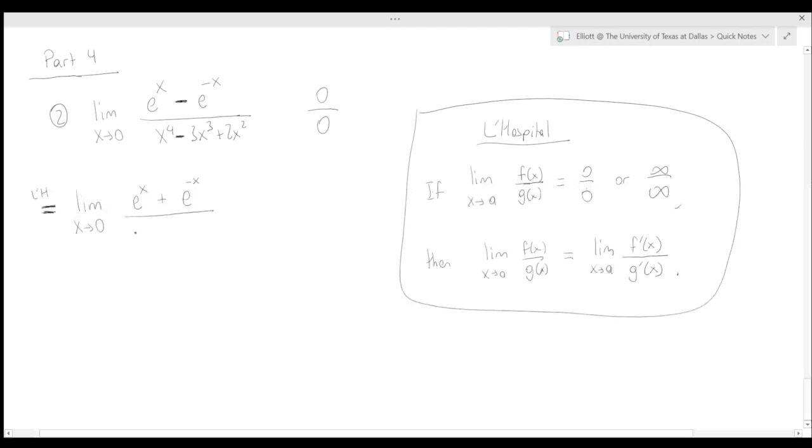Maybe take a look at another problem in part 4 if you guys want, or would you prefer me to move on to the integration? I'll let you guys decide. All right, great. Yeah, okay. So let's move on to integration.